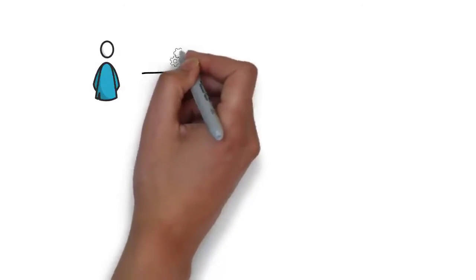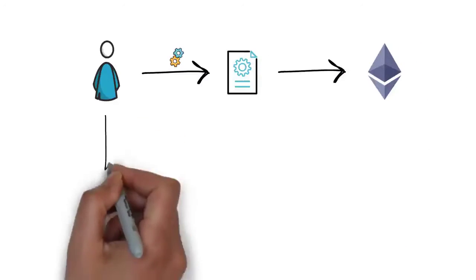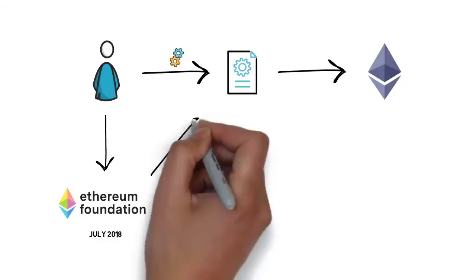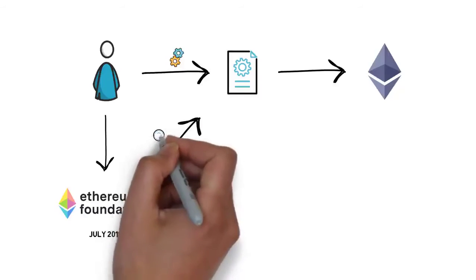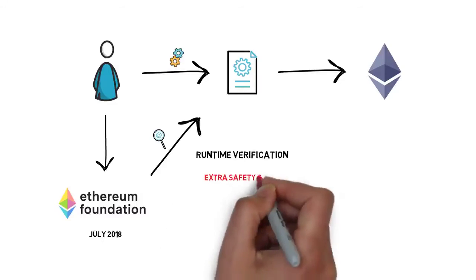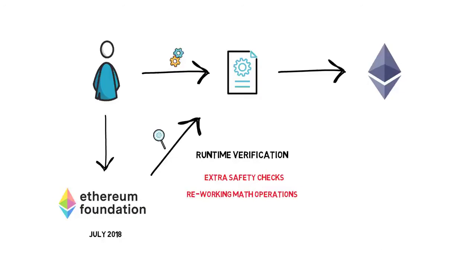While working on optimizing smart contracts and preparing for a potential mainnet launch, Hayden applied for an Ethereum Foundation grant that was later accepted in July 2018. The money from the grant allowed for auditing Uniswap's smart contracts by a company called Runtime Verification. The initial audit by Runtime Verification resulted in adding extra safety checks and reworking some of the math operations to minimize the rounding error. On top of that, a full formal verification was also underway.